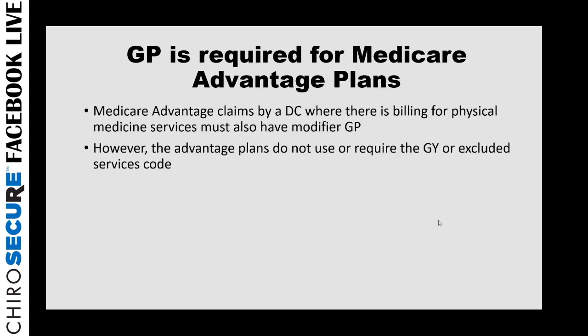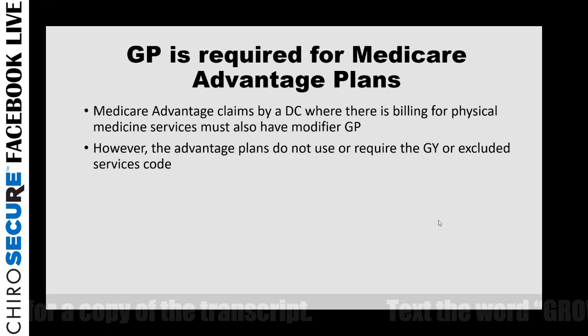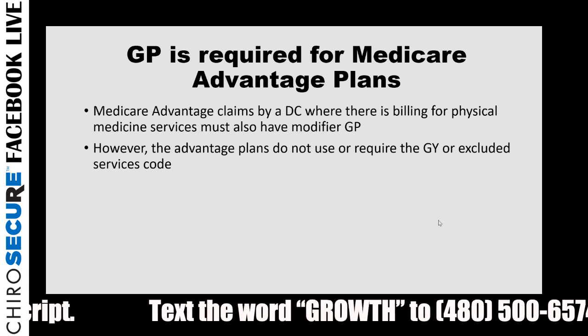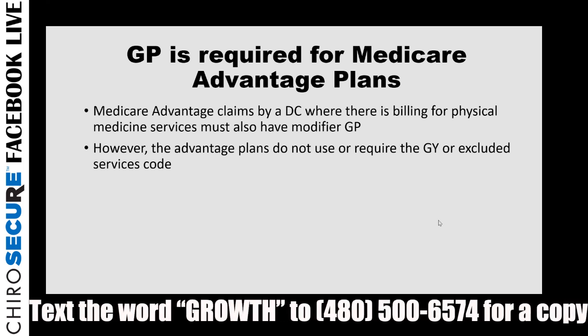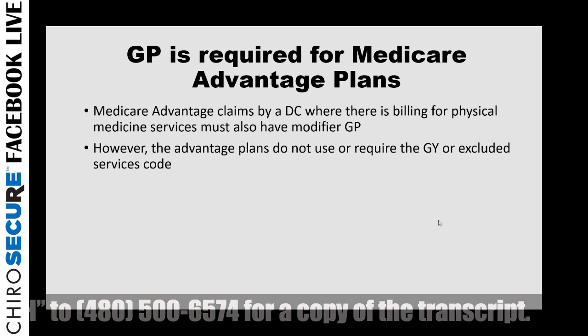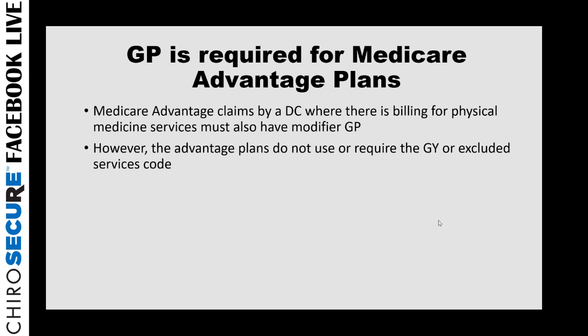Well, where else is this GP required? Well, on any other federal claims, and that includes so-called Medicare Advantage plans. So when billing a Medicare Advantage plan, any physical medicine code must too have GP. These plans, because they're not Medicare Direct, don't require the GY or excluded service code, but they do require the GP. And the good news is many of these Medicare Advantage plans are covering and paying for therapies. So that's certainly a good advantage for us in these, not only a Medicare Advantage, but an advantage to the provider where it can be paid.